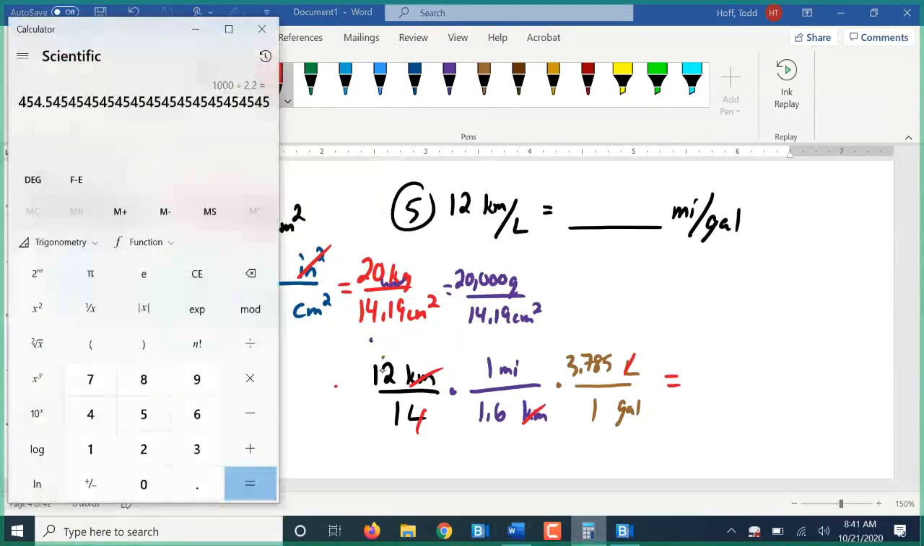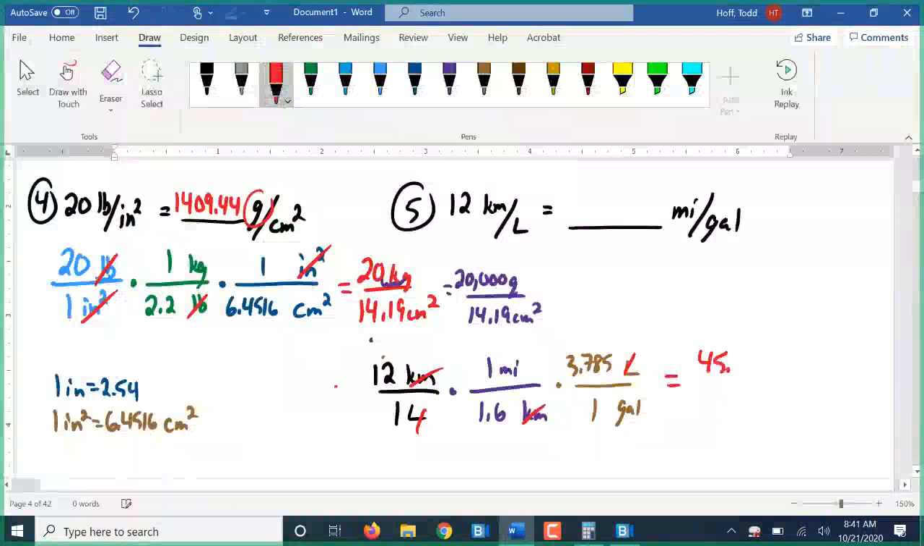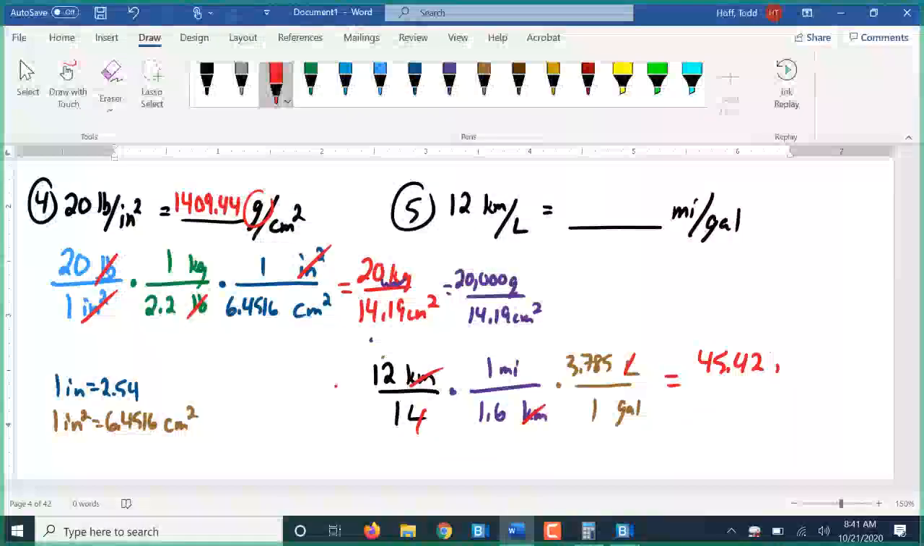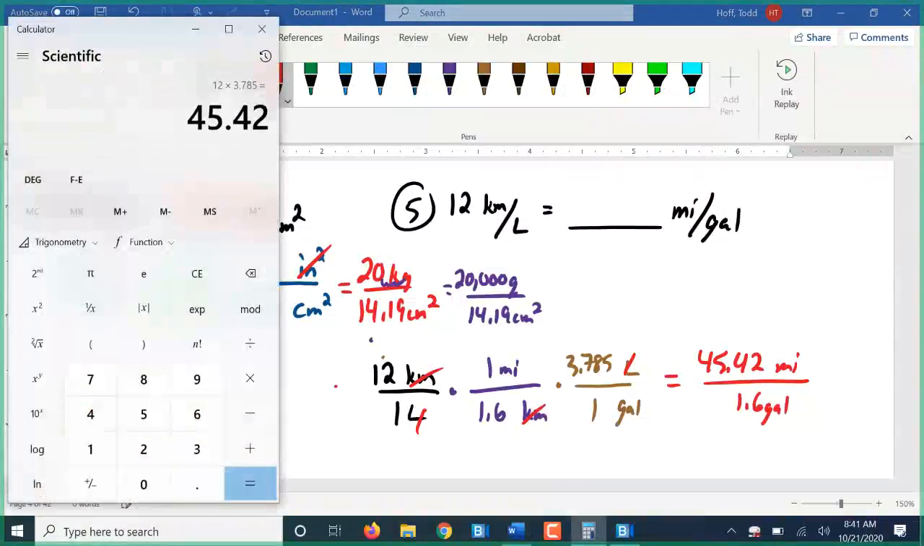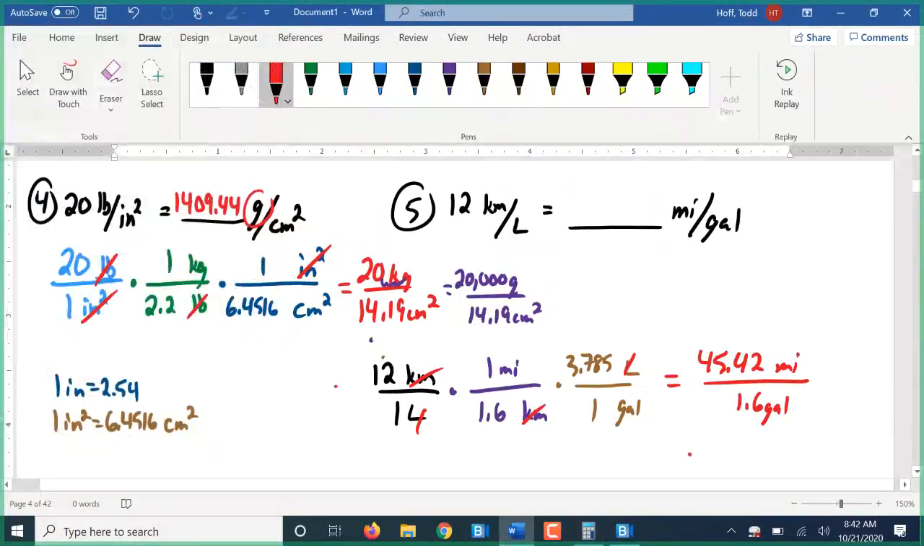On top, I have 12 times 3.785, 45.42. And that is miles. On bottom, I have 1 times 1.6 times 1 gallon is 1.6 gallon. So take my 45.42 divided by 1.6. 28.39, we're going to call that. That is miles per gallon.